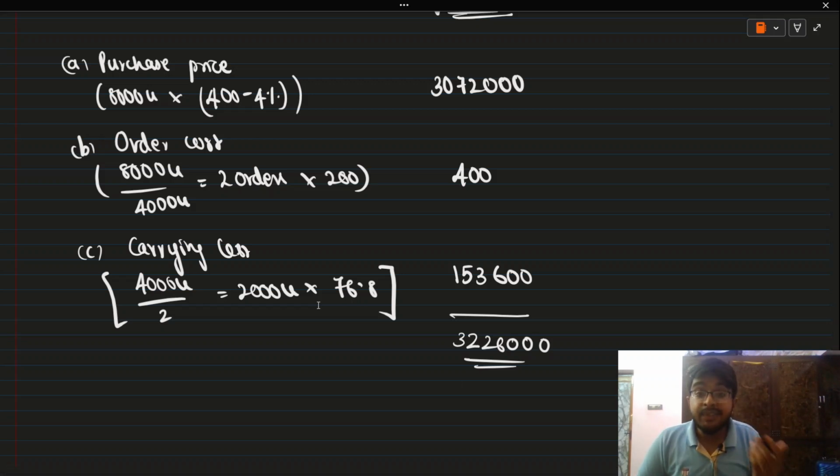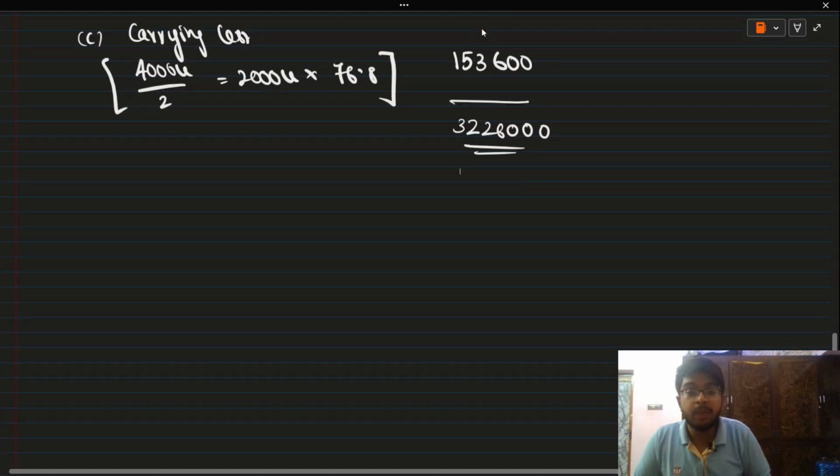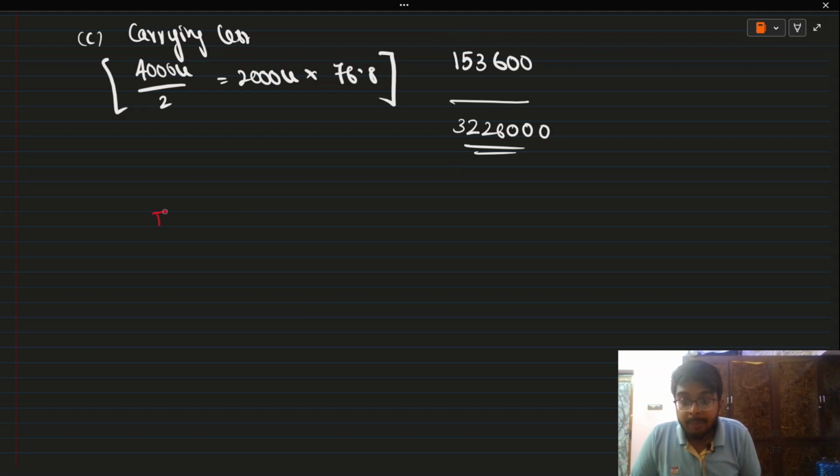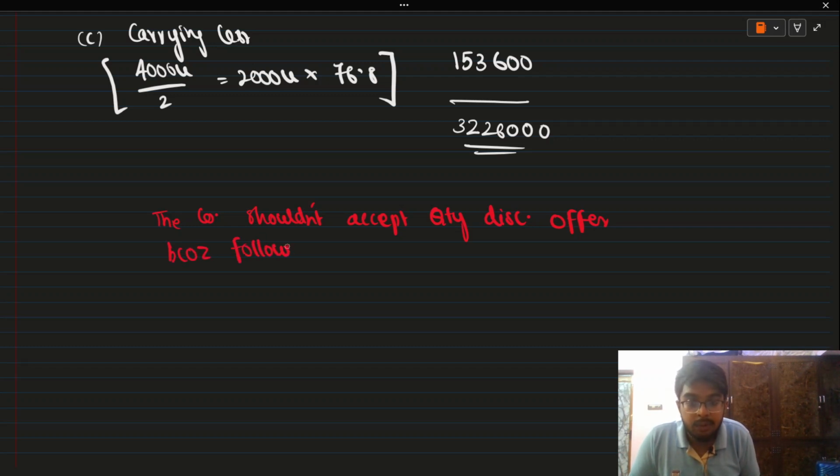Now we can see for ourselves that it is more economical to follow EOQ. So our conclusion should be like this. The company should not accept quantity discount offer because following EOQ is more economical.